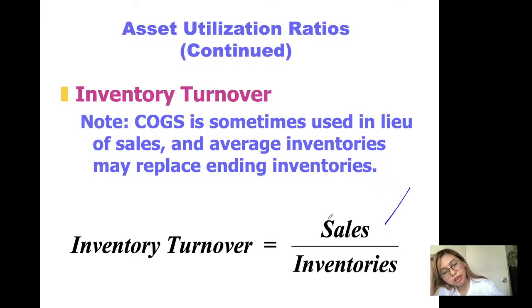So, bakit ba natin ginagawa tong ratio na to? So, sometimes it is used in sales for the average inventories that may replace ending inventories. Kasi sa sales, kumukuha naman kasi siya sa inventory natin, di ba? So, gaano tayo kabilis dapat mag-replenish ng inventory para mabenta natin? Okay? So, yun yung kanyang mini-measure.